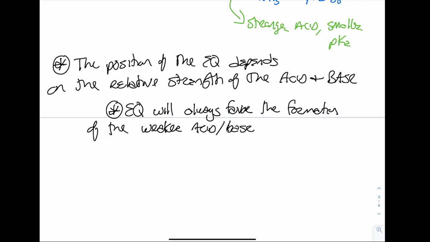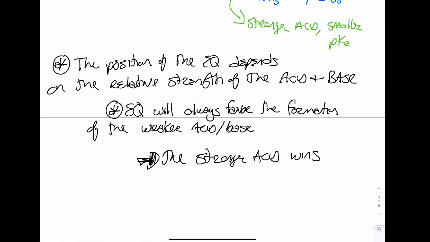The way I think about it is that the stronger one gets to do what it wants, right? The stronger acid, or whichever acid is stronger, is the one that's going to donate the proton. The stronger base gets to win, right? It's the one that gets to accept the proton. So I just always remember whichever one's stronger wins. If it's stronger, it gets to do what it wants to do. If it's weaker, it doesn't get to do that. So the stronger acid wins.